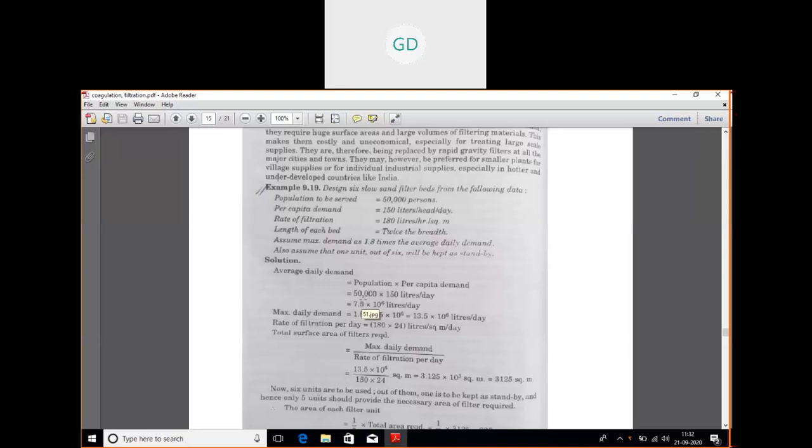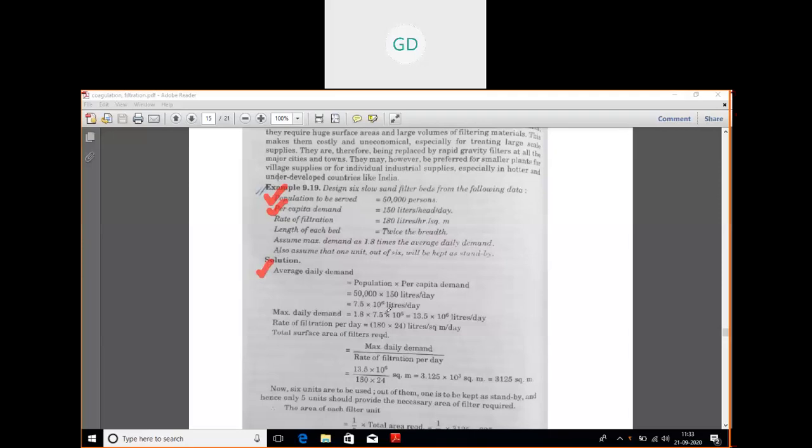One unit out of 6 will be kept as standby, because if operational failures happen sometimes, that one unit will serve your purpose. So first, as the population and the per capita demand are given, obviously you can find out the average daily demand. As we already got previously, the formula for average daily demand is population into per capita demand.